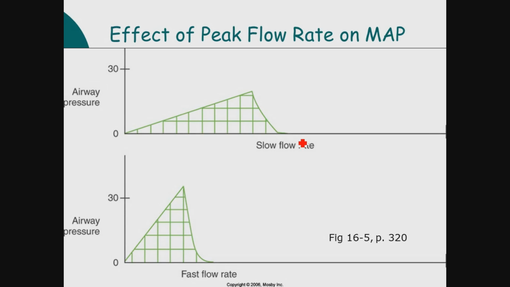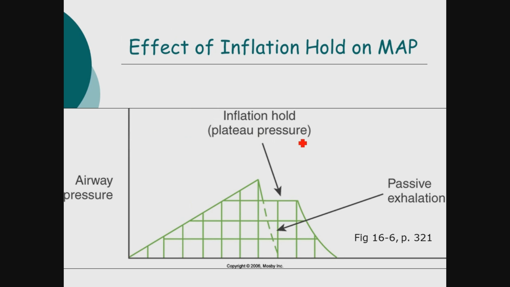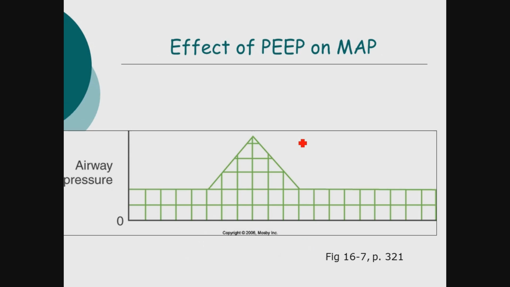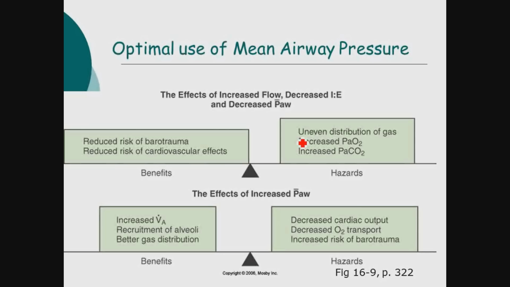So here's an example of a reduction in flow rate. You can end up having an improvement in mean airway pressure. Here's an application of inflation hold, increasing the mean airway pressure. And we know that as I raise the PEEP baseline, that increases mean airway pressure simply because the expiratory phase is at a higher pressure.